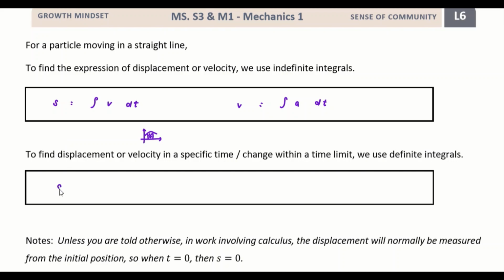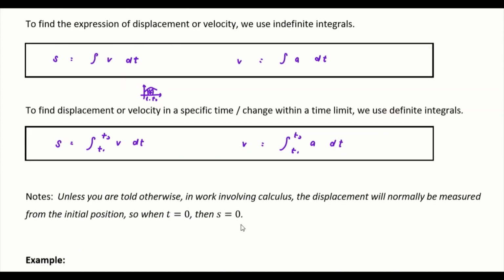So if I'm given a time limit from t1 to t2, I can just use the formula: integrate v with respect to t, because this is the function for the velocity. So it's from the lower limit t1 to the upper limit t2. Similarly, if I want to find v from an acceleration-time graph, then it will be the integral of a dt, from t1 to t2 as well. All right, so this is a simple note before we move on.